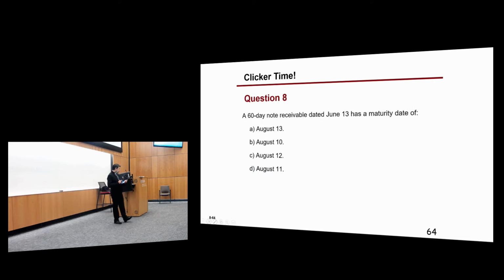A 60-day note receivable dated June 13 has a maturity date of... You're not going to answer this one. This is simply: don't forget that when you count, don't count the first day. This is similar to when you have the discount period. So August 10, you start counting from August 11, 12, 13, etc. This is how we count it.